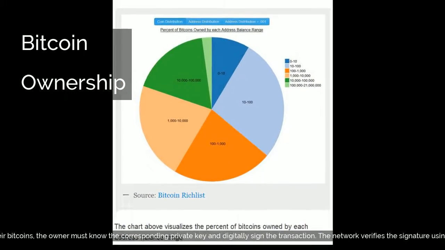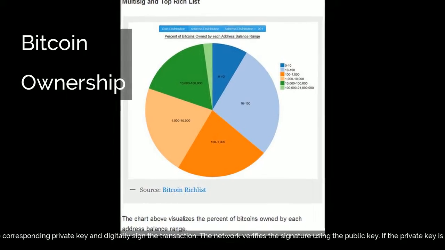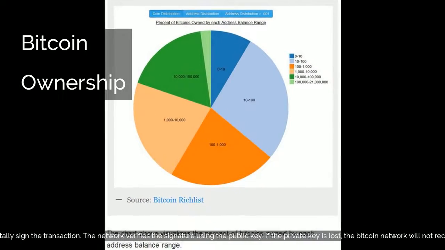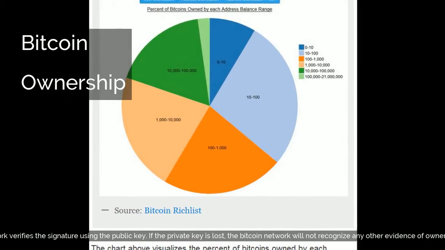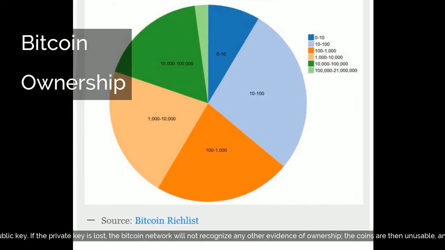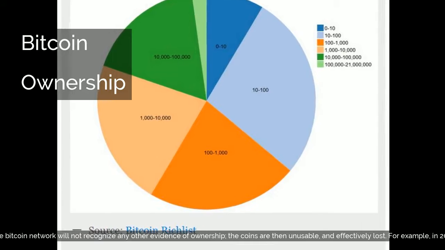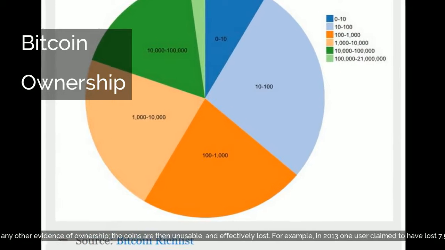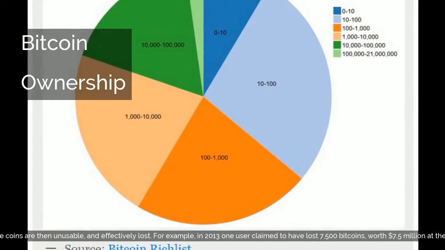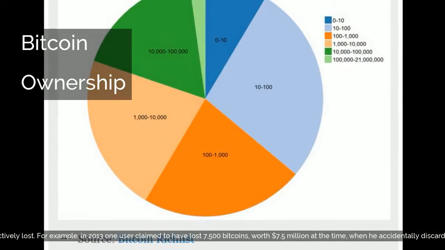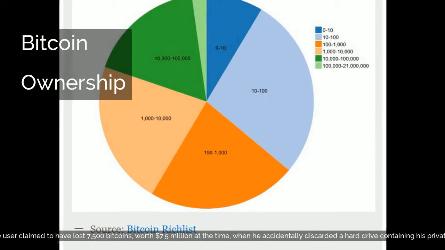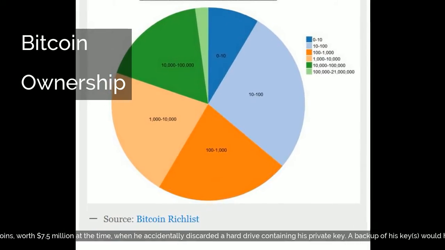If the private key is lost, the Bitcoin network will not recognize any other evidence of ownership. The coins are then unusable, and effectively lost. For example, in 2013 one user claimed to have lost 7,500 Bitcoins, worth $7.5 million at the time, when he accidentally discarded a hard drive containing his private key. A backup of his keys would have prevented this.